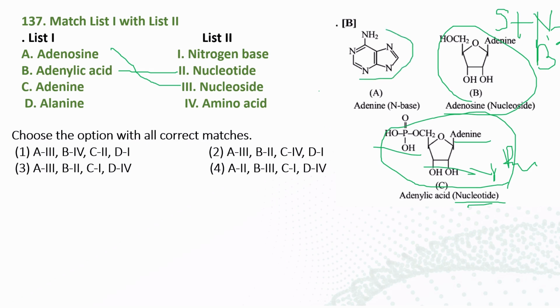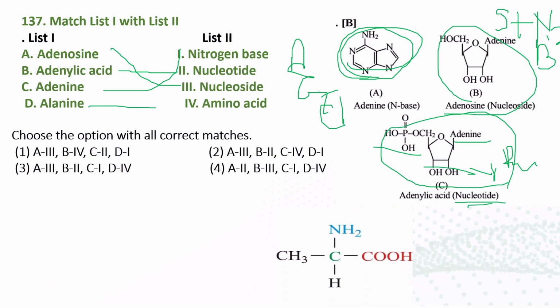Adenine means nothing but we know that we have four nitrogen bases: adenine, guanine, cytosine, thymine. So adenine is obviously the nitrogen base which is present in the nucleic acid. Whereas alanine is totally different from all these three. Why? Because alanine is an amino acid which contains both an amino group and an acid group. The amino acid which contains a methyl group as a side chain in the place of R is known as alanine. So these are the combinations.